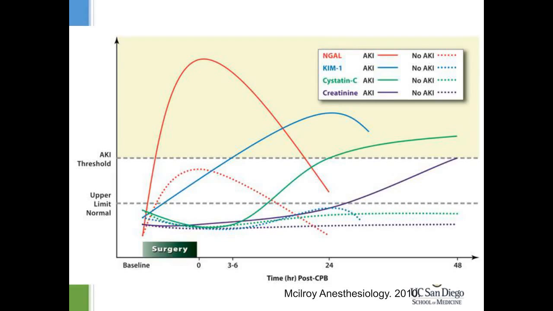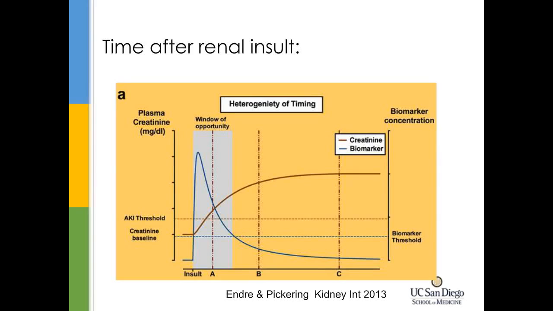As is illustrated in this slide here, we have patients with cardiac surgery. And if you measure a sequence of different biomarkers here and recognize that NGAL and KIM-1 are reflective of damage and cystatin C and creatinine are reflective of change in function, you can see that the trajectories on this, here's creatinine in the purple, here's cystatin C in the green, here is the NGAL in the red and KIM-1 in the blue, their trajectories are quite different when you measure them.